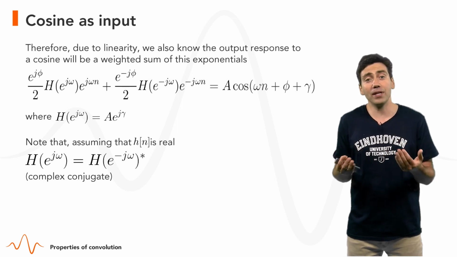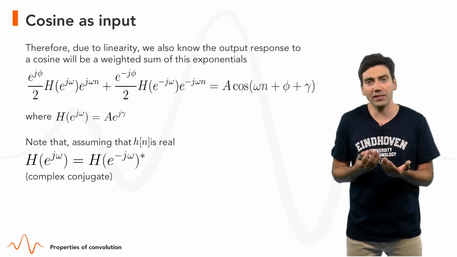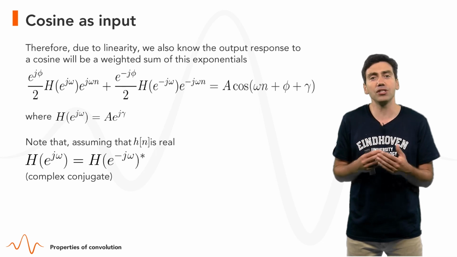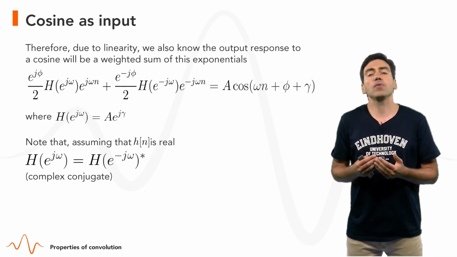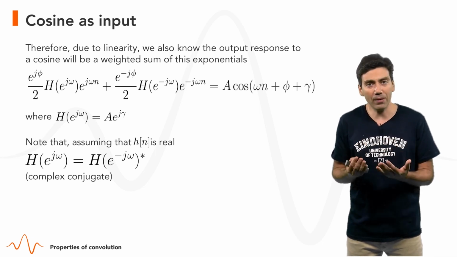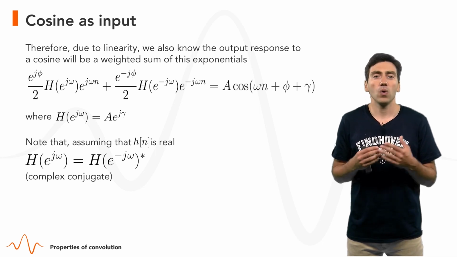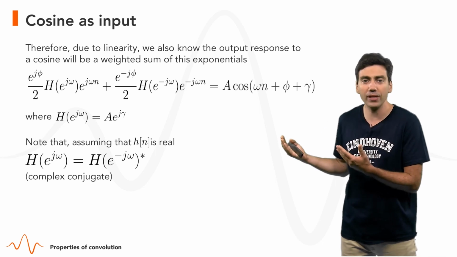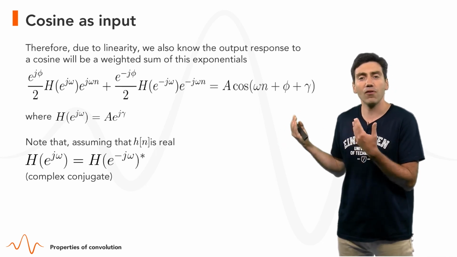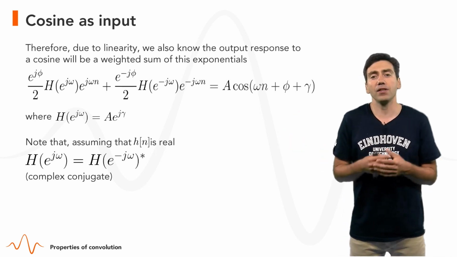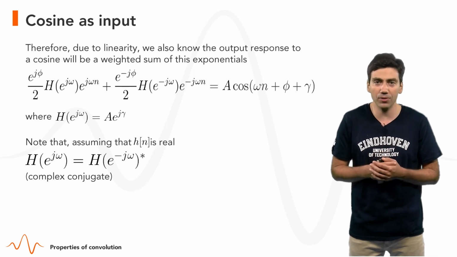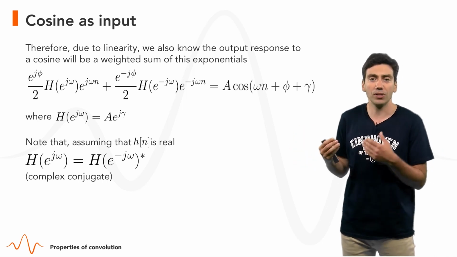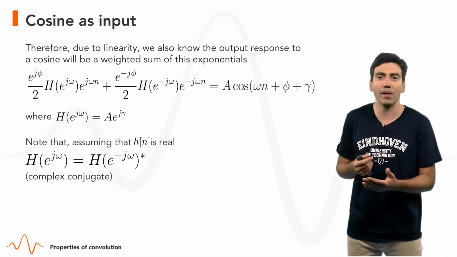Now, if we call this complex number capital A e to the power of j gamma, we can group these two terms and say that the output is capital A cosine of omega n plus phi, the original phase of the input signal, plus gamma, which is the phase of this complex number capital H.